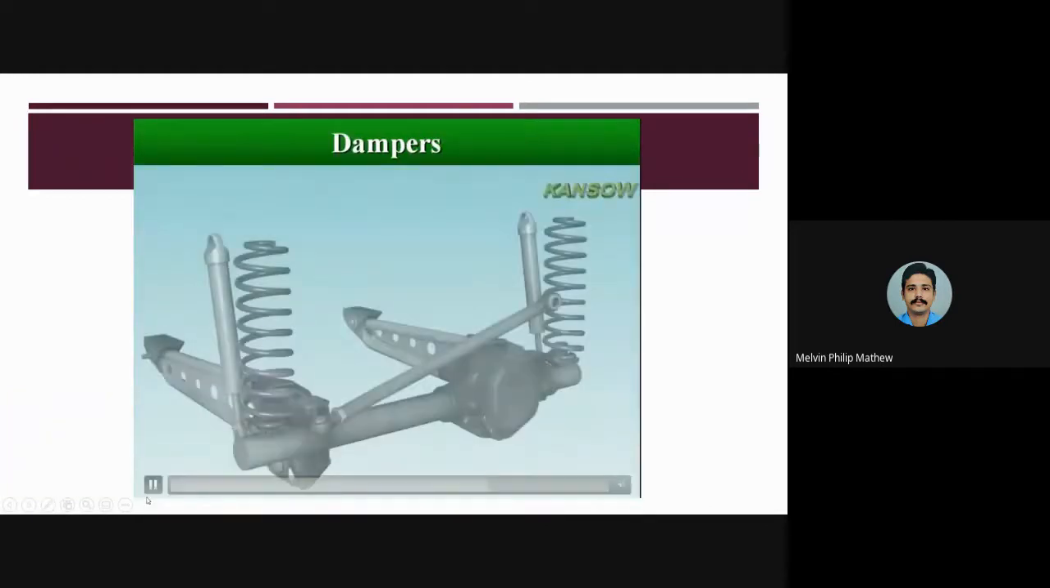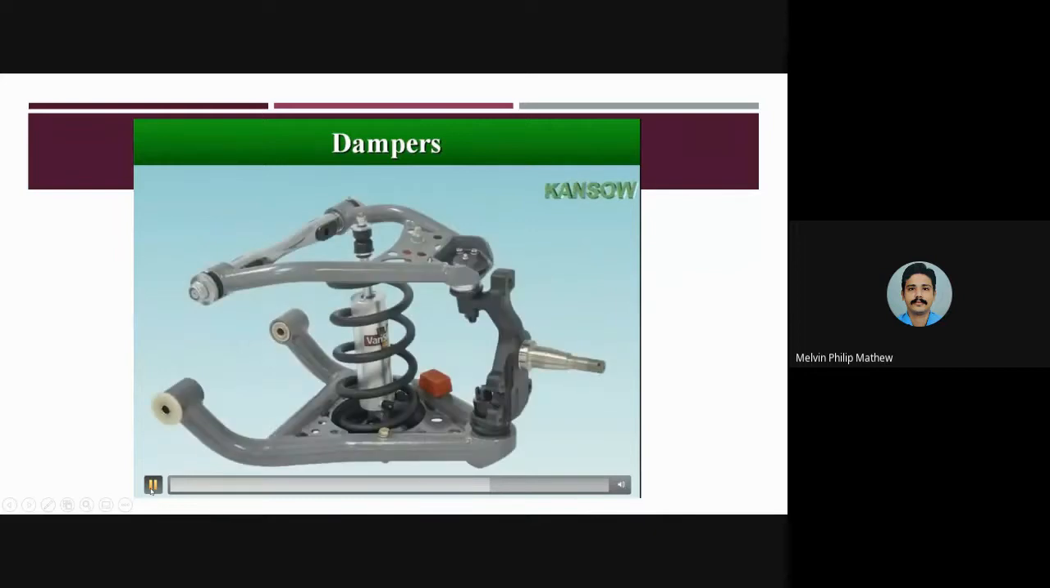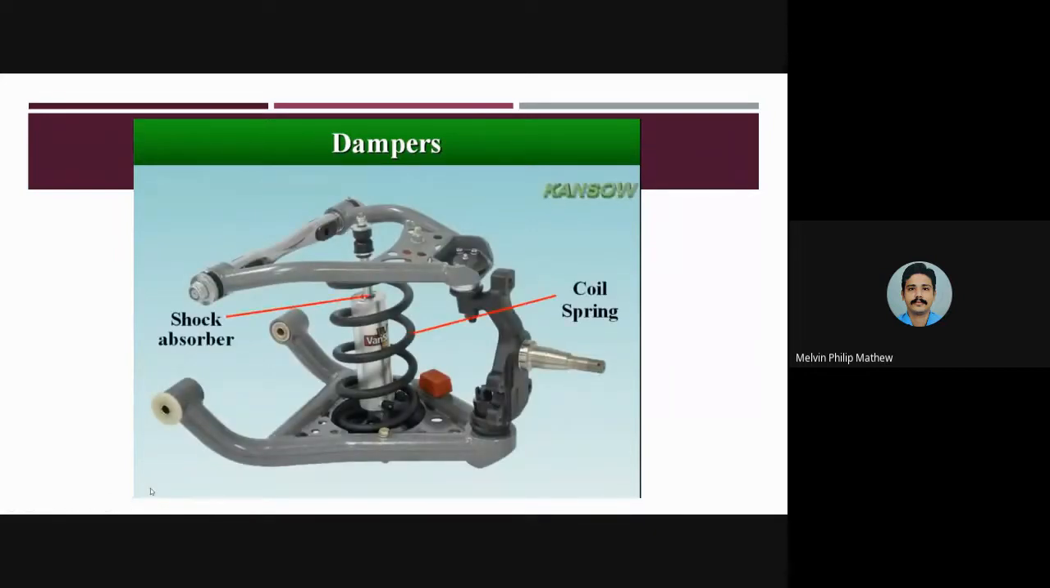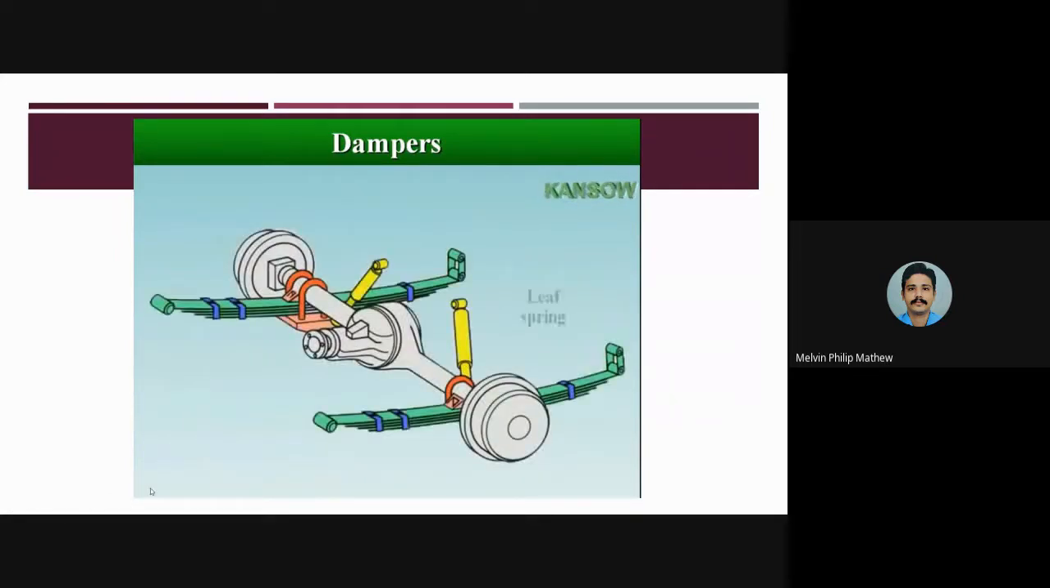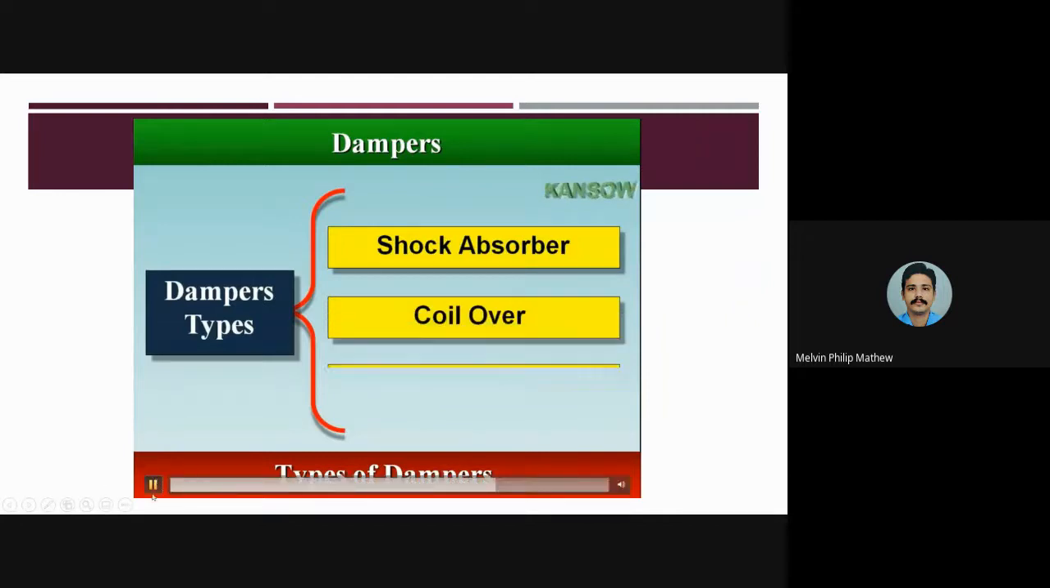The energy of road shock causes the spring to oscillate. These oscillations are restricted to reasonable level by damper. There are three types of dampers: shock absorber, coilover, and strut.